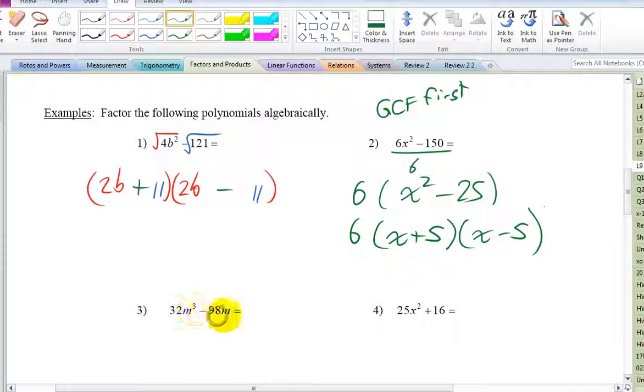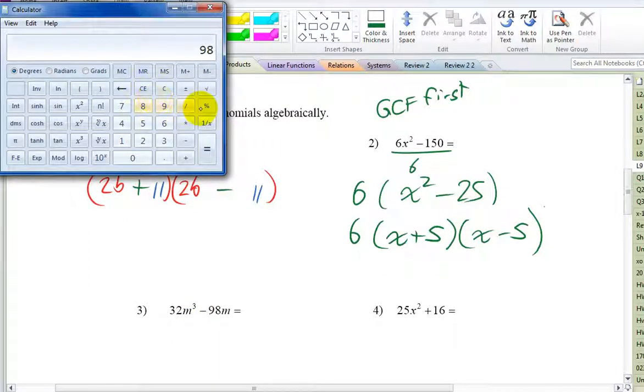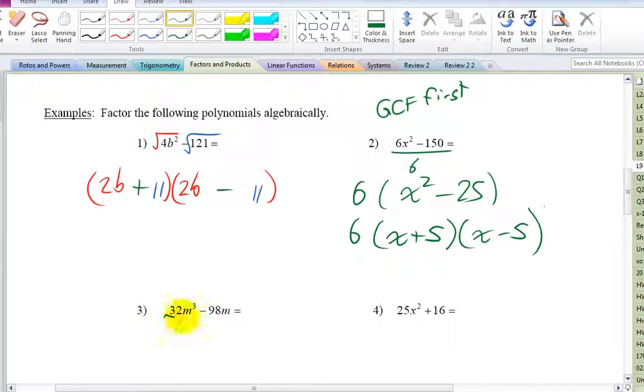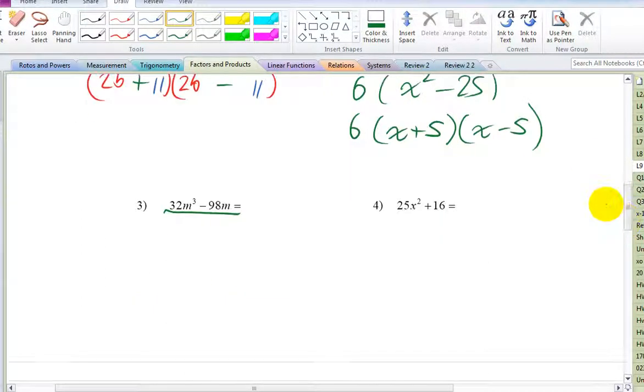What do you notice about 32 and 98? What kind of numbers are they? Both even. So you can divide by 2, but you can divide by 4. What do you guys think? 98 can't be divided by 4? You're right. So the highest GCF would be what? 2, and what about your letters? 2m. Okay, so go ahead, factor this as far as you can go.